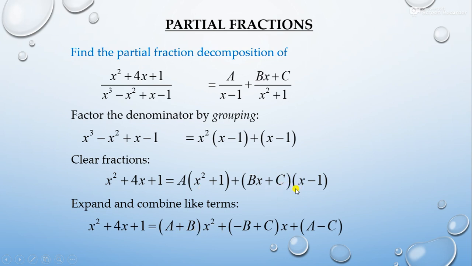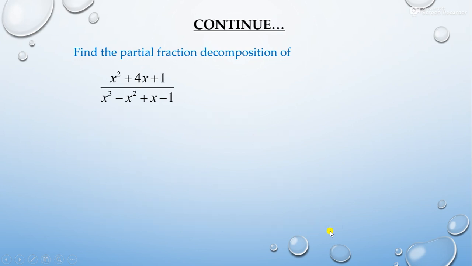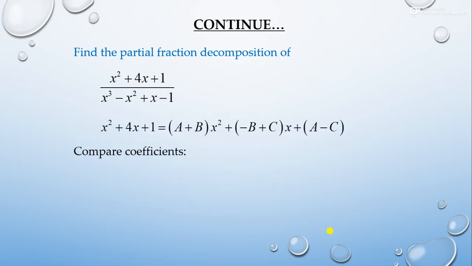When we combine the x terms here, it will give minus b plus c, and when we combine the constant terms, it will give a minus c. So now solve it. For solving it, we have to compare the coefficients of x here. When we compare the coefficients of x square on both sides, it will give a plus b equal to 1.